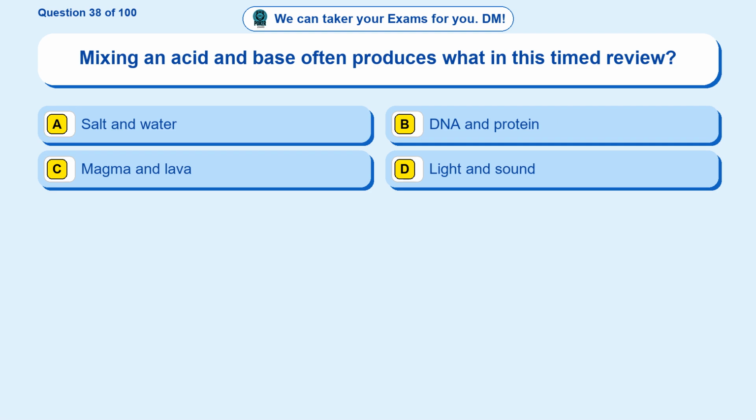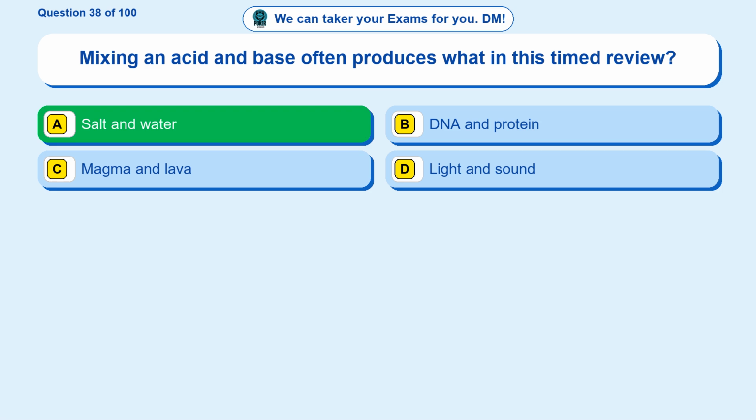Question 38. Mixing an acid and base often produces what in this timed review? Option A, salt and water. Option B, DNA and protein. Option C, magma and lava. Option D, light and sound.